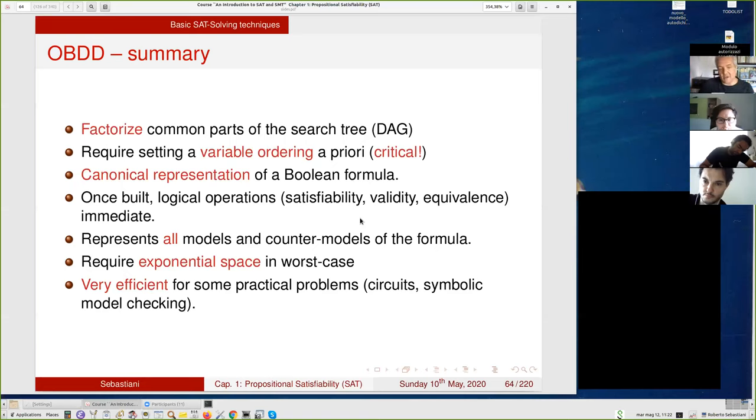Once built, the main logical operations are immediate, but the problem is the time and space to build. They are able to represent all models and counter models of the formulas. They may require exponential space in the worst case. They are very efficient for some practical problems like representing circuits or symbolic model checking, as whoever has taken my course in model checking knows.